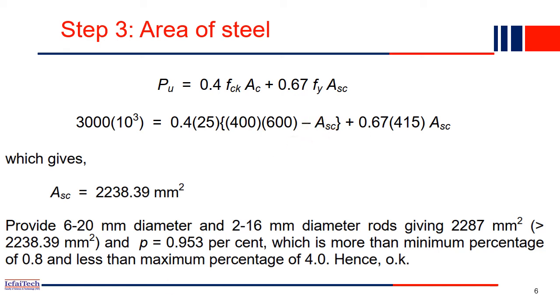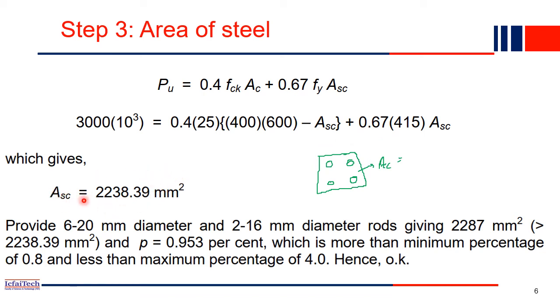So what will be the area of concrete? Total area you have, and in the middle you have concrete, the steel also, right? So the area of concrete will be total gross area minus area of steel. Gross area is 400 into 600 minus area of steel ASC, plus 0.67 fy, fy is 415, and ASC. From this simple expression, not quadratic, you can get ASC.